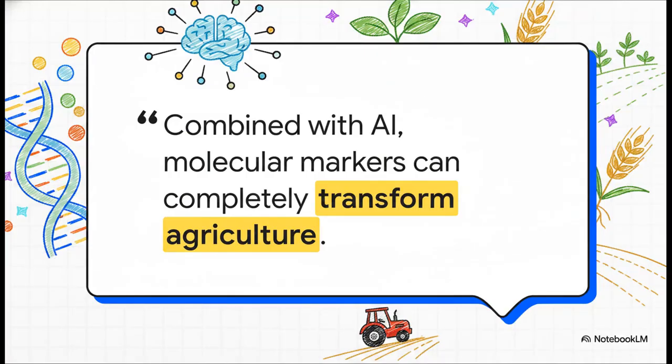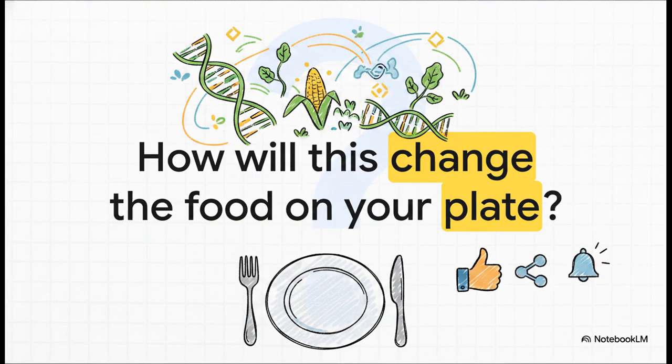Just look at this incredible quote from our source material. Combined with genomics and AI, molecular markers have the potential to completely transform agriculture in the future. I mean, think about that. We are entering an era where the hyper-precise DNA tracking of molecular markers is merging with the processing power of artificial intelligence. This isn't just a minor upgrade, folks. It's a total revolution in farming that's going to make our agricultural systems significantly faster, more accurate, and much more resilient.